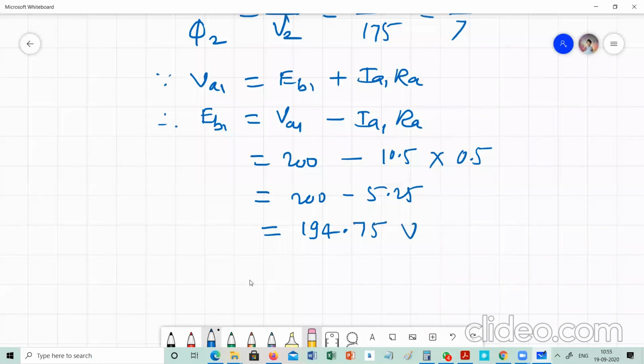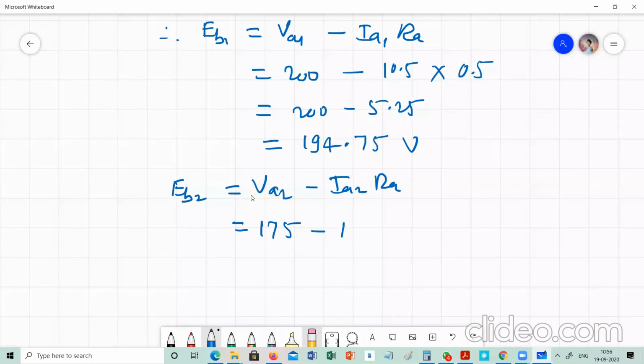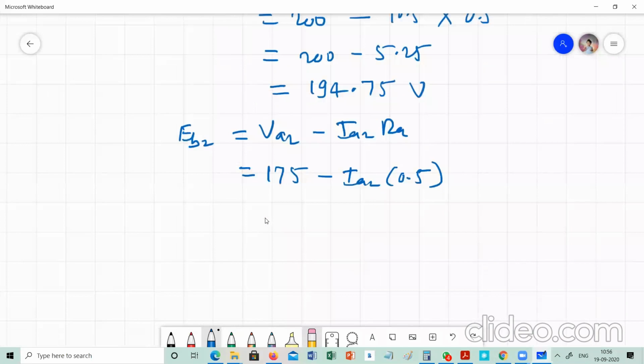Once we calculate EB2 we can calculate speed. EB2 is equal to VA2 minus IA2 RA, is equal to VA2, they have given 175, but they have not given the value of IA2. The value of RA is given. So IA2 into 0.5. So if we calculate IA2, then we can calculate EB2. I will give this equation number 2.